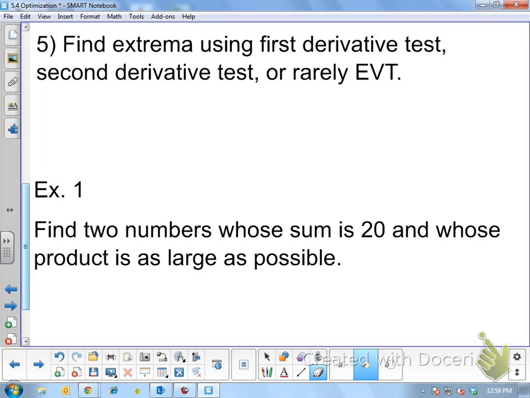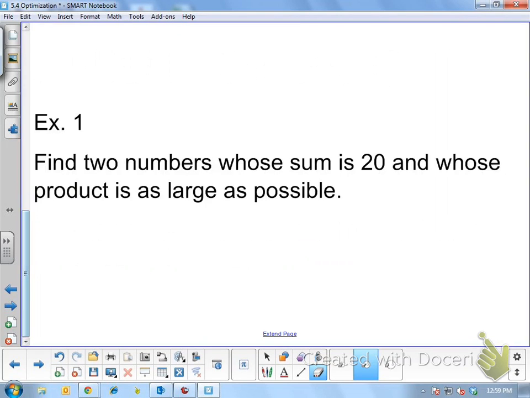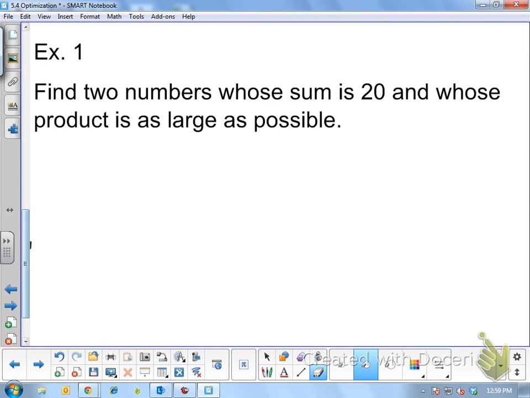So whenever I'm working with a word problem, I always identify what is it asking me to find. I need to know where I am going. So what is it asking me to do on this example? Find two numbers. Okay. So they want us to maximize something. They said as large as possible. What should we be maximizing? They want us to maximize the product. That's our goal. Maximize product.